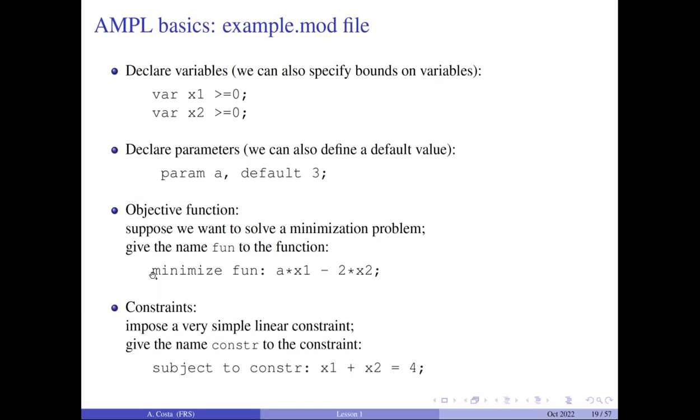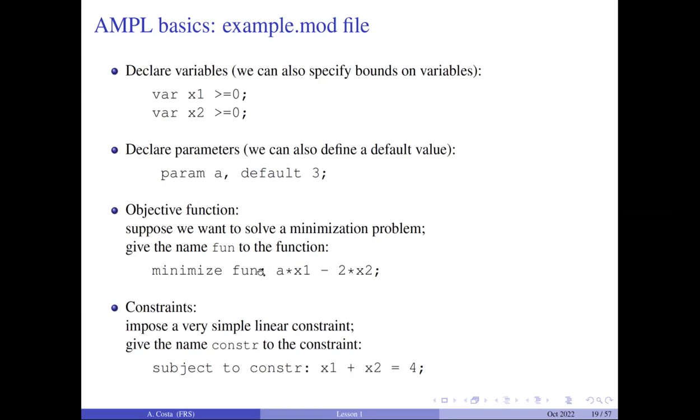Objective function. There are two things here. First, we need to say if it's a minimize or maximize. So in this case, we write minimize if we want to minimize. If we want to maximize, well, you just write maximize. Then you put a name to the function. In this case, I put fun, but it can be any name if it's not one of the keywords. So you can call it whatever you want.